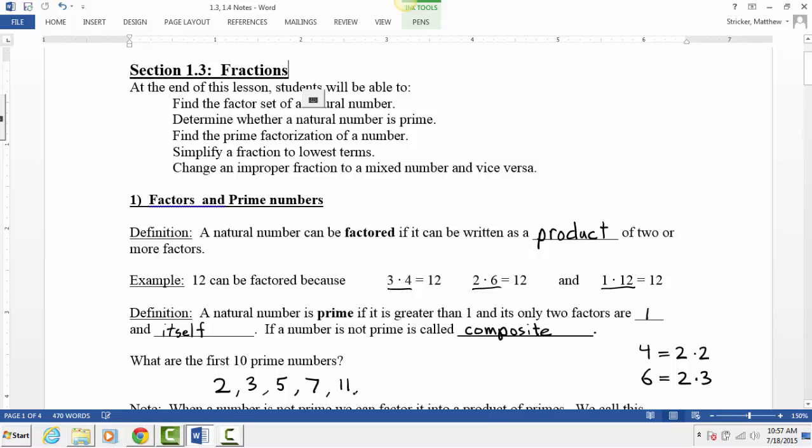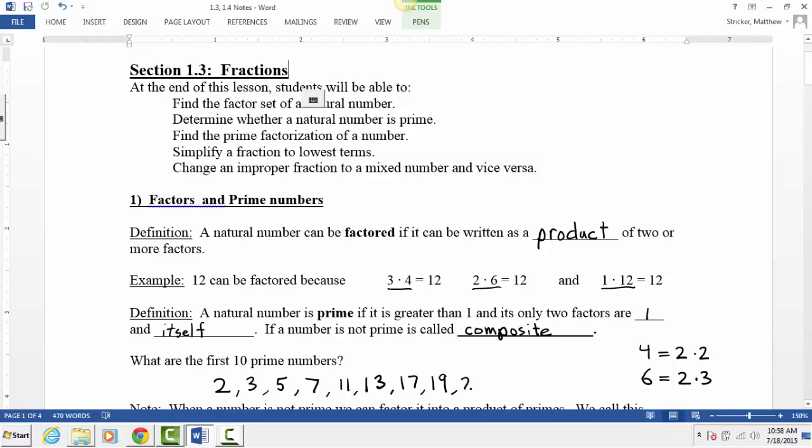What about 12? What do you think about 12? Is 12 prime? Nope, you've got different factors there of 12 other than 1 and 12. You have 2, you have 3, you have 4, you have 6. 13, however, is prime. 14 is not, 15 is not, 16 is not, but 17 is. 18 is not, but 19 is. 20, 21, 22 are not prime.